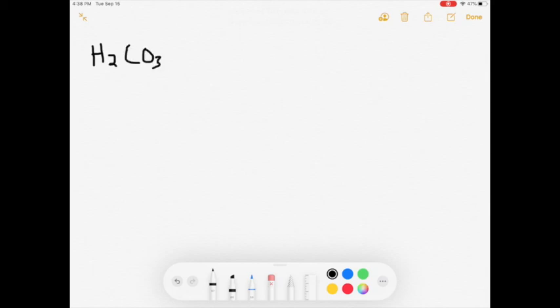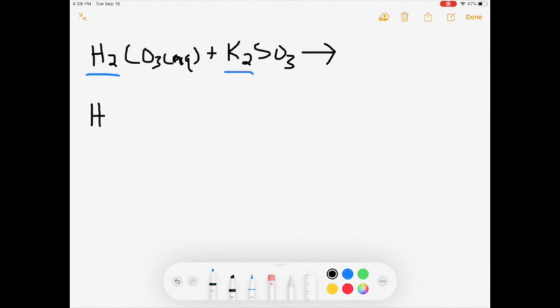H2CO3 reacting with potassium sulfite. Okay, so we want to figure out what is being produced. We're going to take our cations, hydrogen and potassium. Hydrogen ion is just H+, so we're not going to bring that 2 down because that came from carbonate. And then potassium is just K+, same thing. We're not going to bring the 2 down because it was from sulfite.